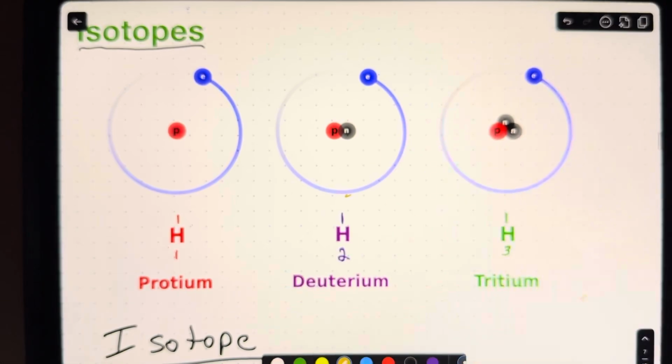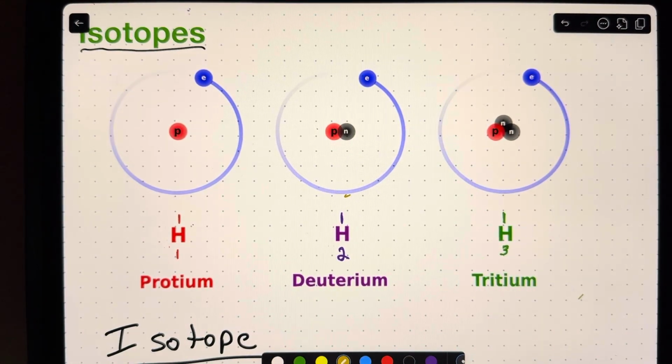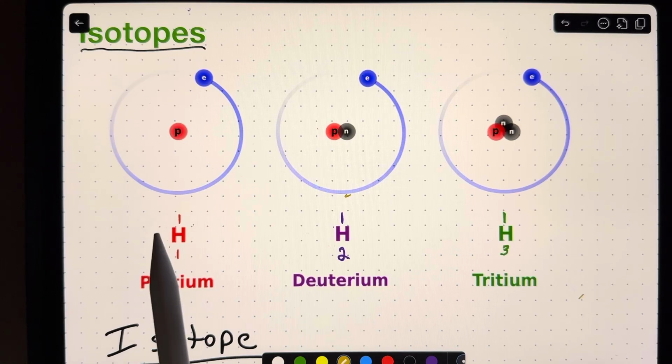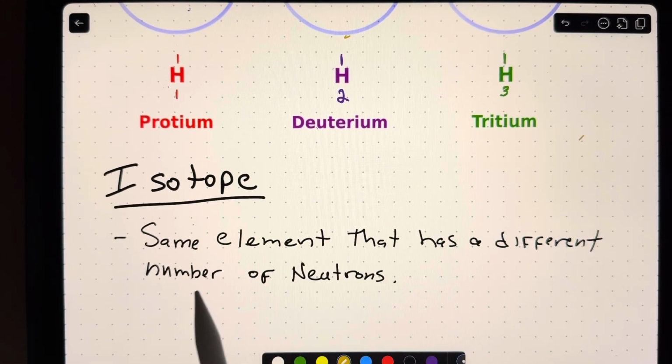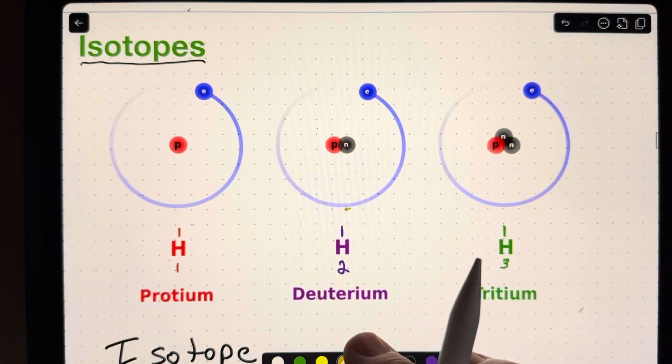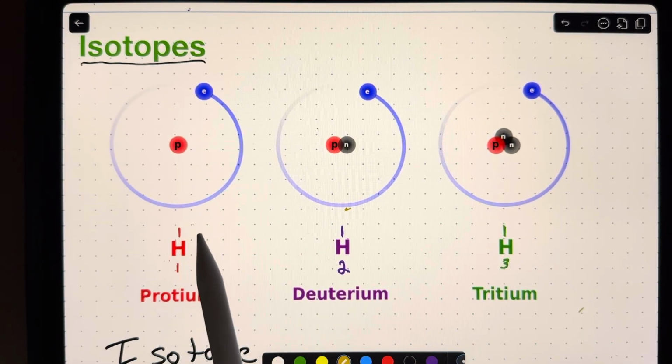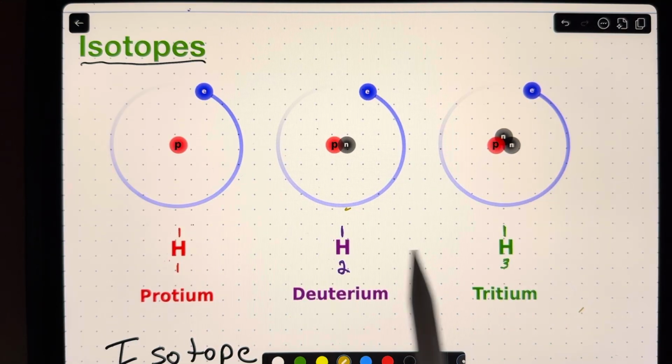Okay, next term, isotopes. Like human beings, there's different forms of human beings. You are different from me, I am different from you, we're different from each other, but we're still human beings. Think about isotopes. Isotopes are different forms of the same element. Now, down here I say it's the same element that has a different number of neutrons. Okay, I'm getting a little more specific, but to introduce you to the topic, it's different forms of the same element.